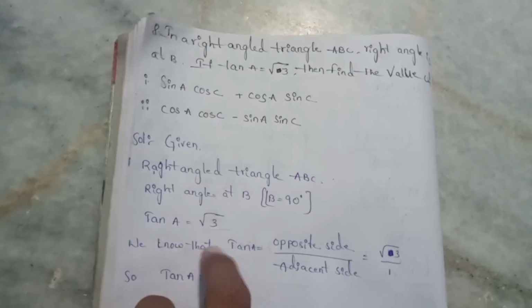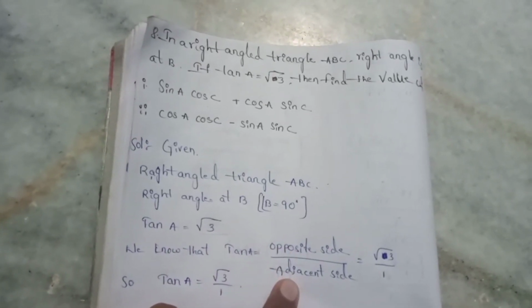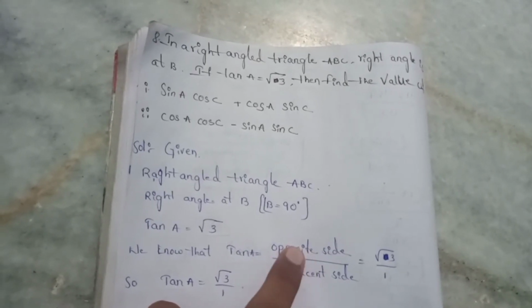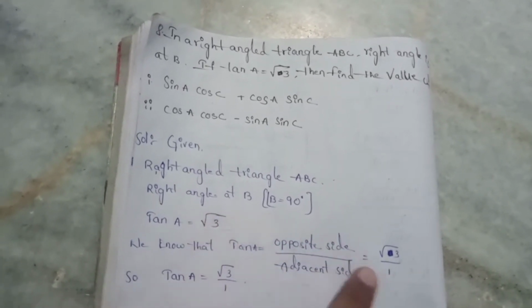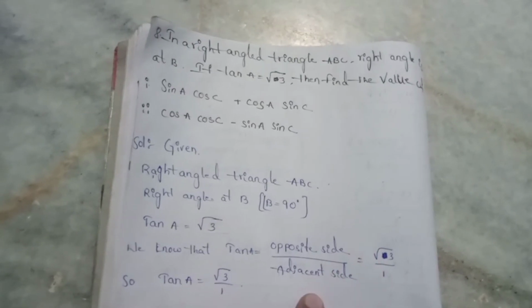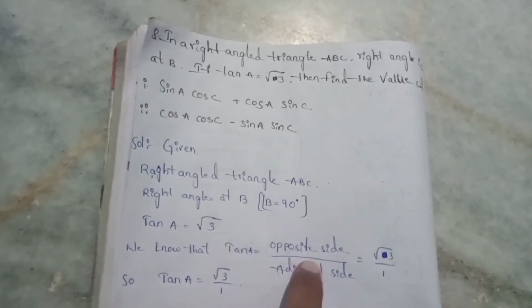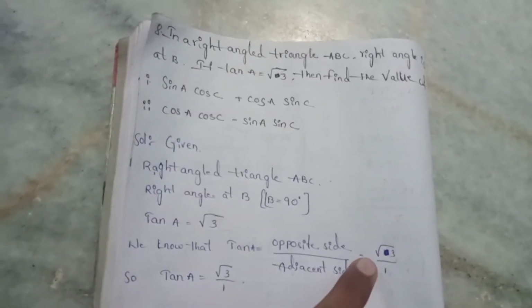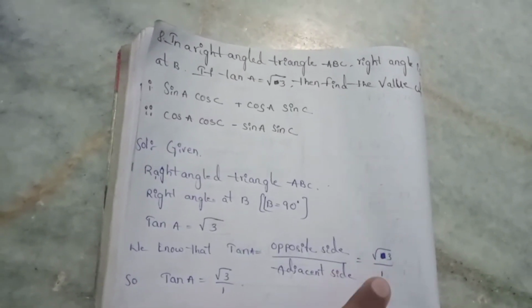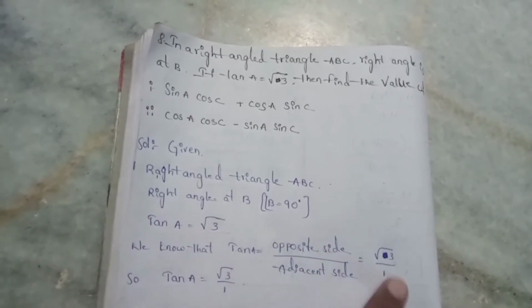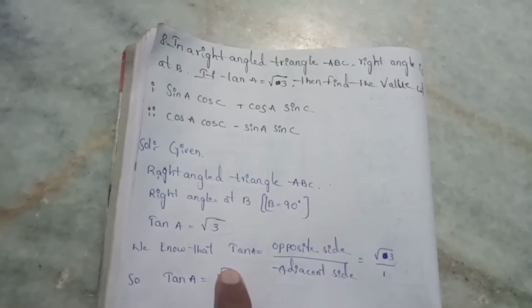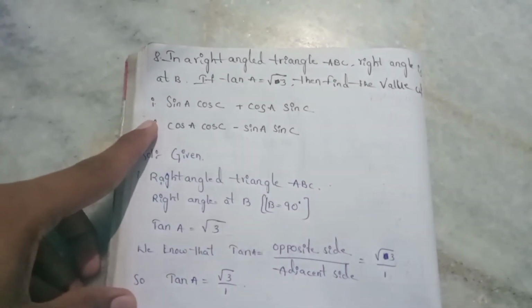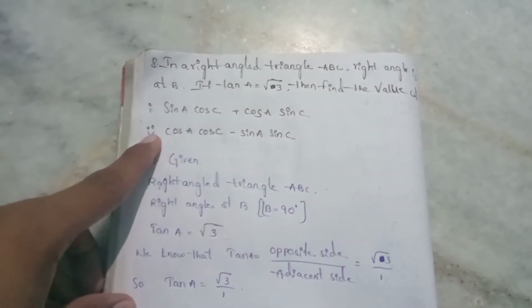We know that tan A is equal to opposite side by adjacent side. We have already learned this formula. What is given here? Root 3 only. Adjacent side is not given, so the adjacent side is 1. Root 3 by 1 is nothing but root 3 only. So tan A is equal to root 3 by 1. This is the opposite side and 1 is the adjacent side. Based on this given information, now we have to draw a triangle.